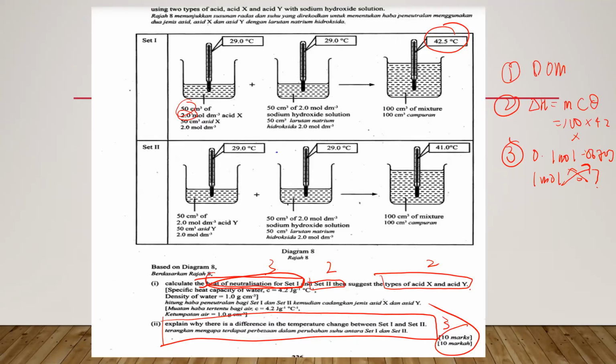What are the types of acid here? Acid X and acid Y. Types of acid. One, the temperature increased so much. One, the temperature increased so little. So what kind of acid am I using in set 1? What kind of acid am I using in set 2? You only know 2 types of acid, so you cannot go wrong. Who wants to share the answer?